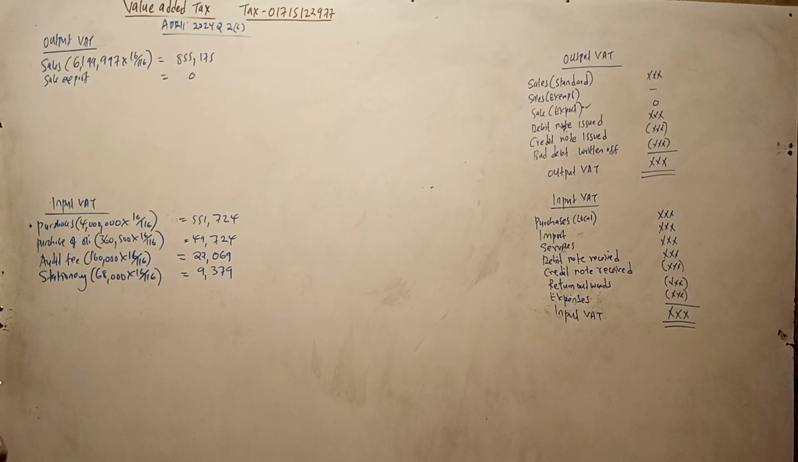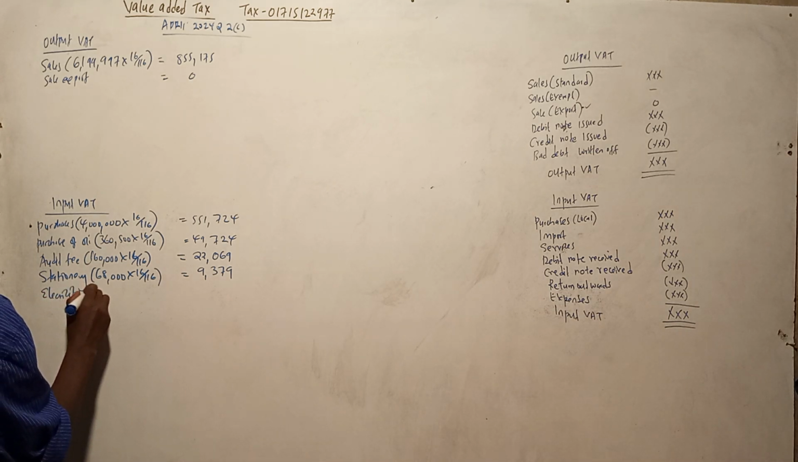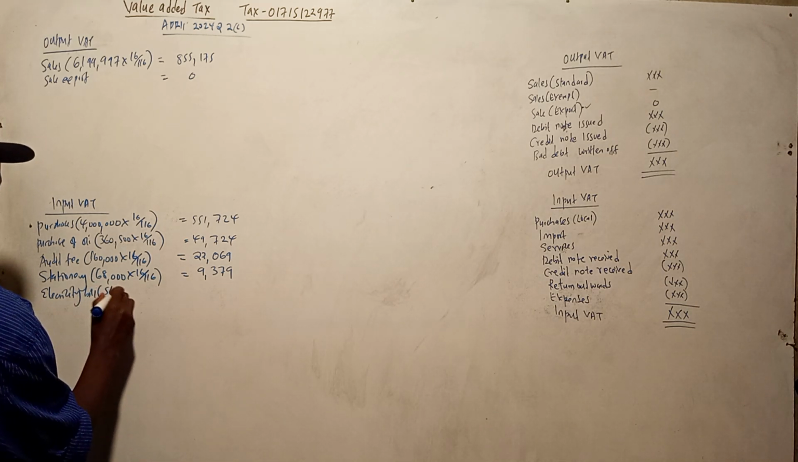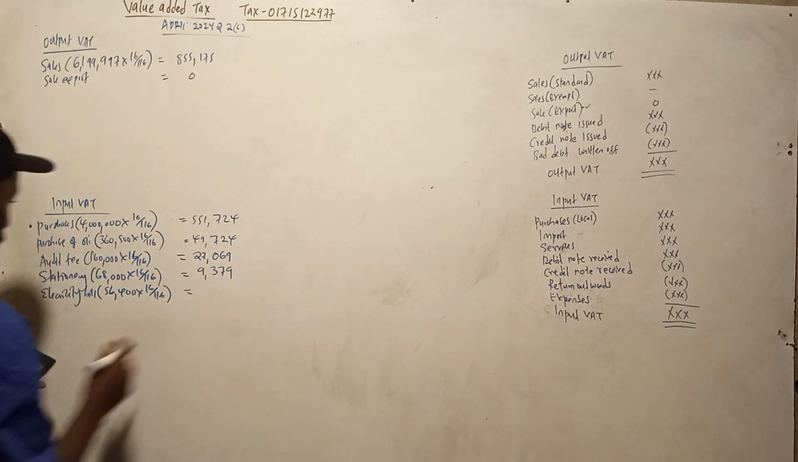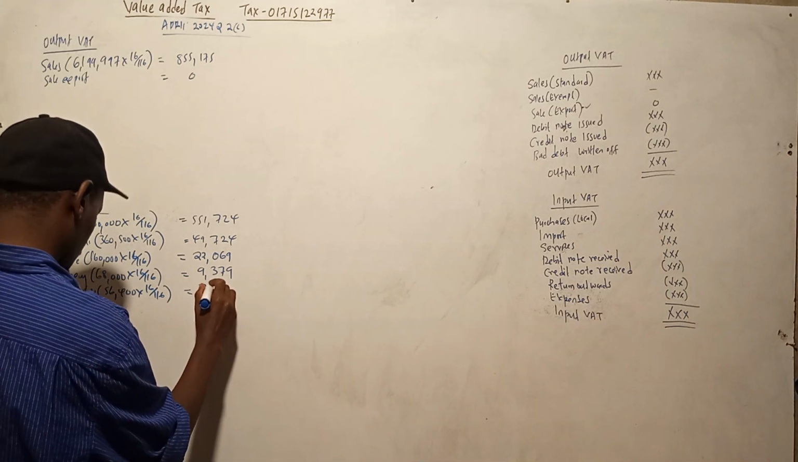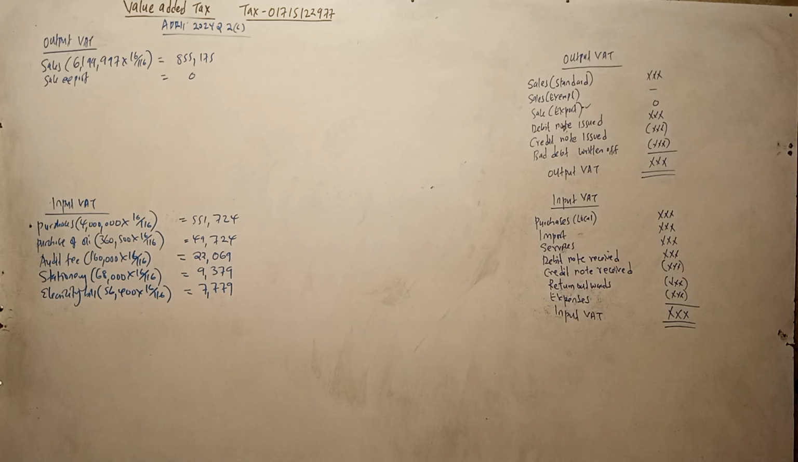Electricity bill, even if it is not paid, tunaweka. Electricity bill 56,400. So 56,400 times 16 over 116 is 7,779.